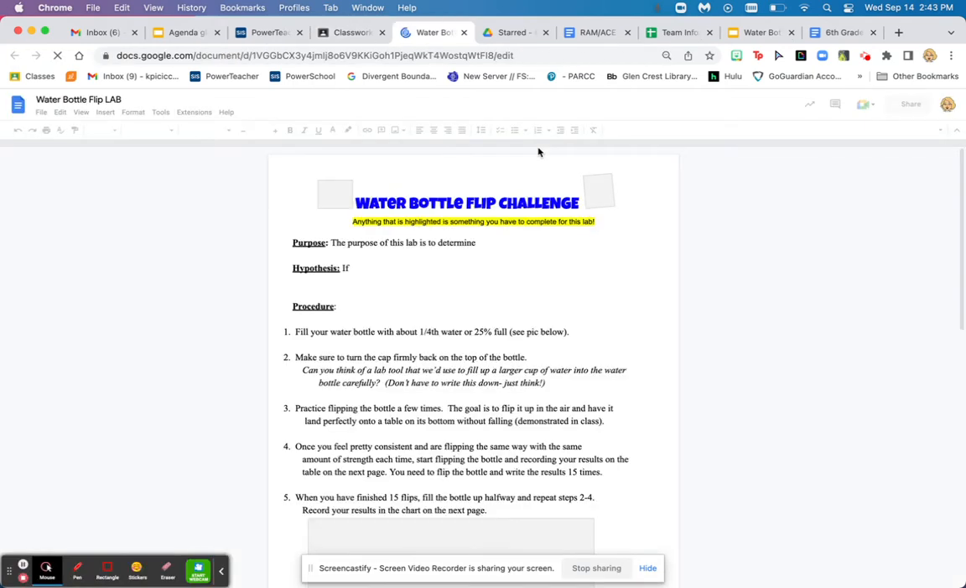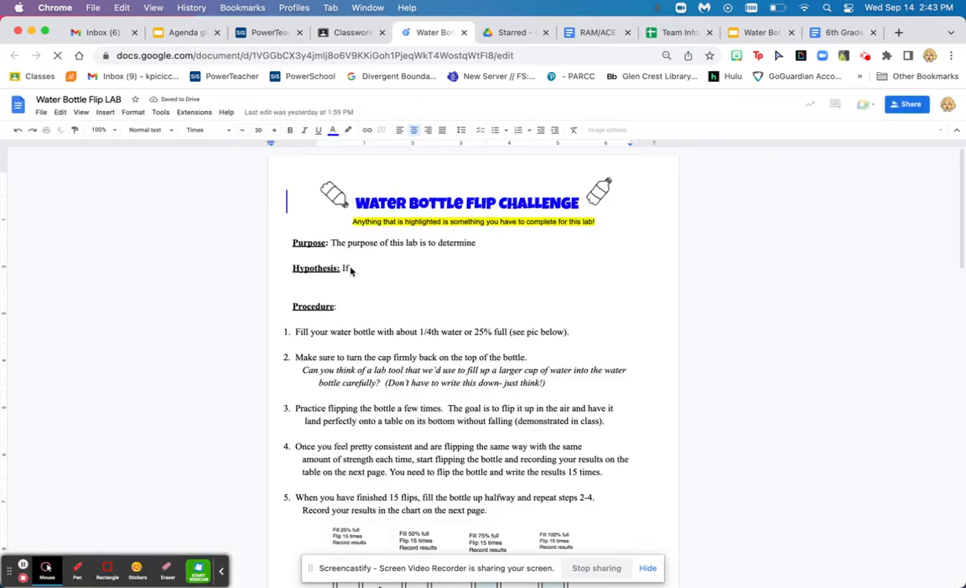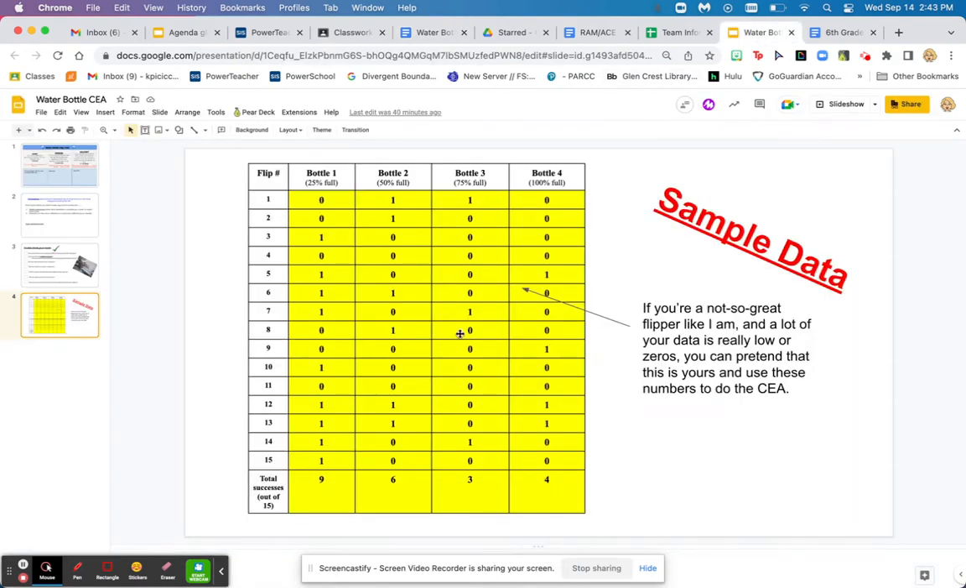full purpose and hypothesis written. We did these in class. Yours should totally be done. If it's not, you will lose easy points. So make sure you get this written in. Okay, so your lab looks like this now. You're ready for the last step.